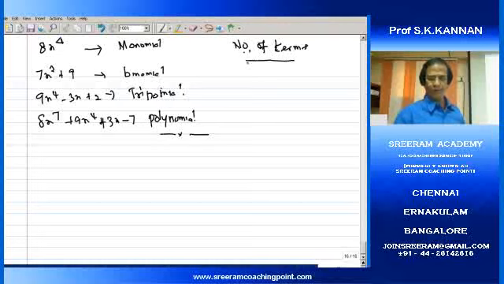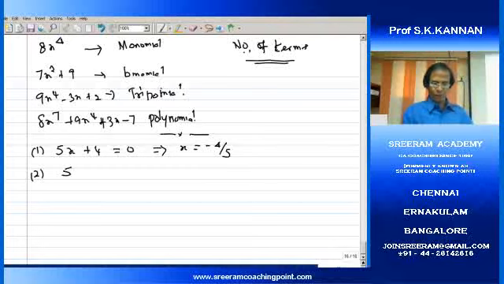Counting the number of terms, we can classify the polynomial as monomial, binomial, trinomial, polynomial, etc. We know how to solve the linear equation, whatever it may be. For example, 5x plus 4 equal to 0, solving, 5x equal to minus 4, x equal to minus 4 by 5. It's easy. We know how to solve.